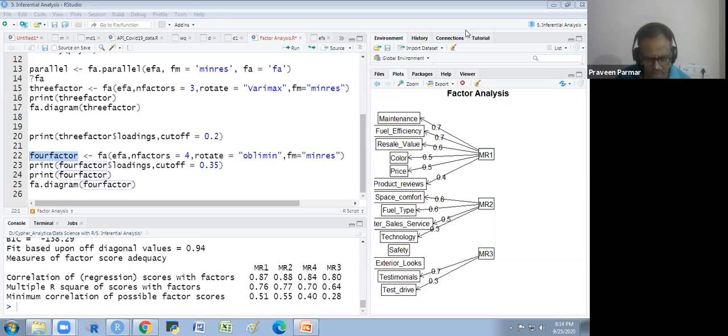Varimax means the maximum variance. No, there are various methods. When you study statistics, you will get all these things. In factor analysis, there are various methods by which we could do it, through the maximum variance or the minimum, different methods over there.